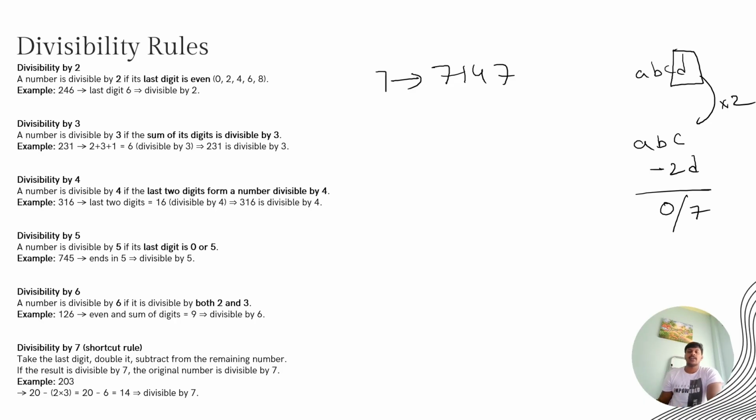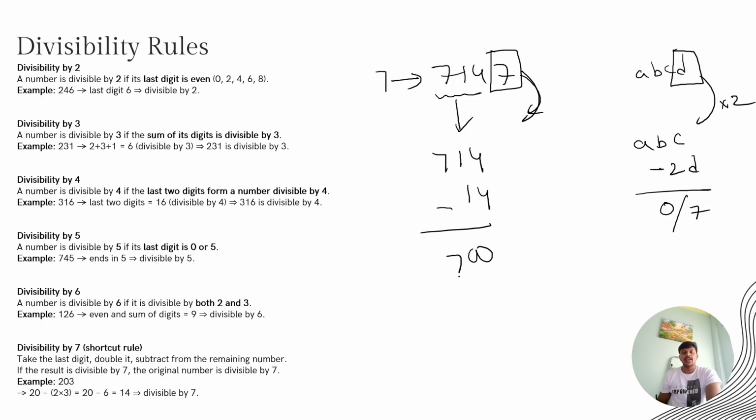Okay. For example, what is the last digit here? 7. Make it double. How much are you going to get? 14. But let us take the previous number first. 7, 1, 4. Make it double. It's going to be 14. Subtract it. 700. Is 700 divisible by 7? Yes. Then this number will also be divisible by 7. Take the last digit, make it double, and subtract from the remaining digits. If the answer is divisible by 7, then the given number will also be divisible by 7.